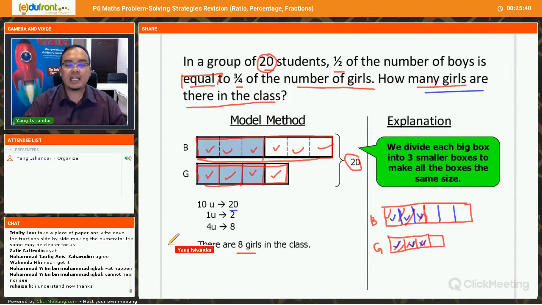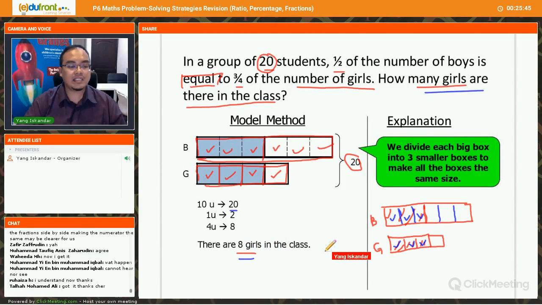And they ask you how many girls are there in the class. So 4 units is 8. That's the answer: 8 girls in the class.